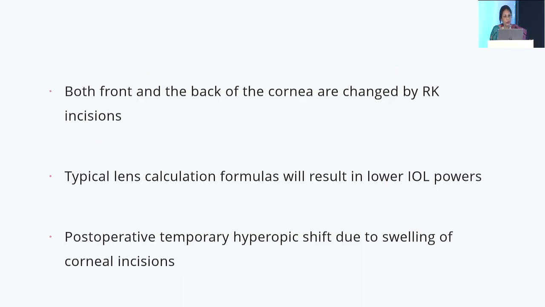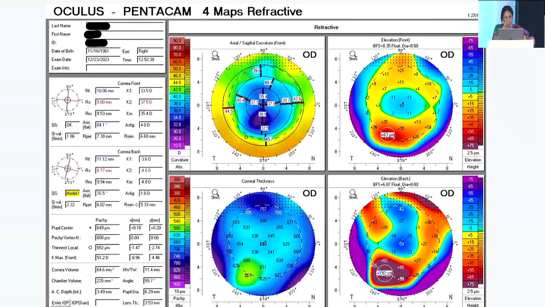Now, what is different between the post-LASIK patient and the RK patient is that both the front and the back of the cornea are changed by RK incisions, and the typical lens calculation formula will not work, and we tend to get lower IOL powers. Also, post-operatively, there will be a temporary hyperopic shift due to swelling of these corneal incisions. Many surgeons face opening up of these RK incisions during the surgery, and there are leaky wounds. I have recently seen one of the surgeons coming back again and again suturing the RK incisions. So these things are really difficult.